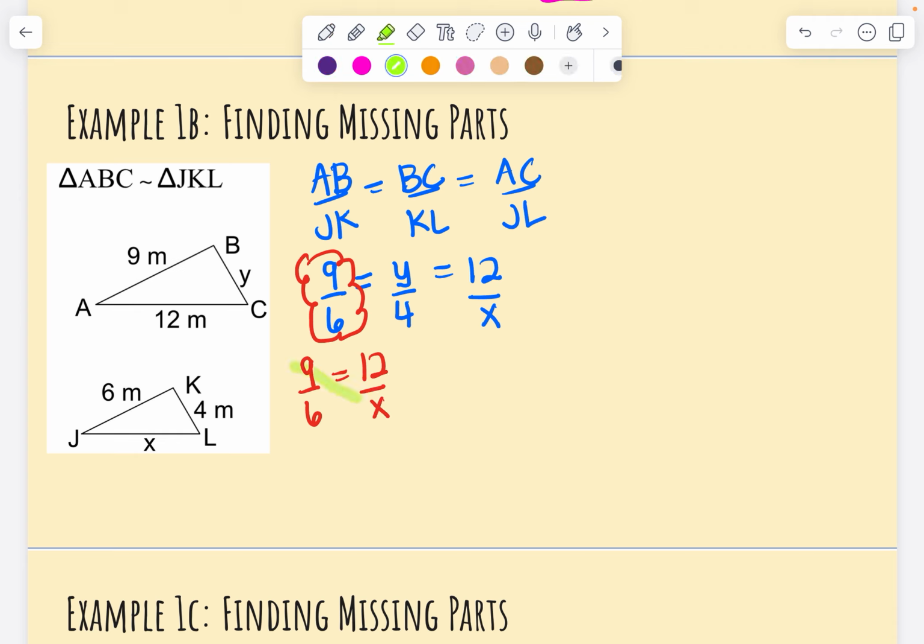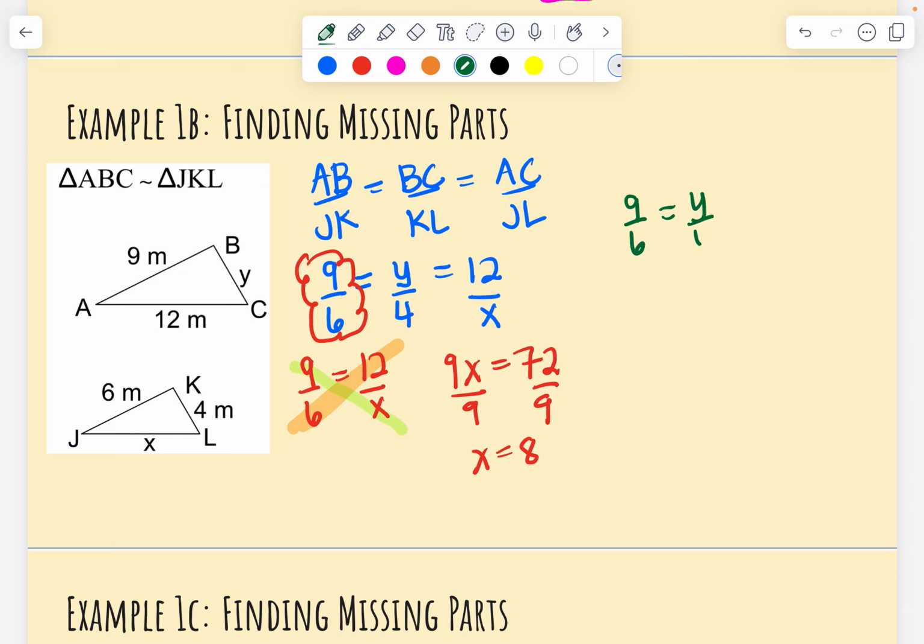Looking at my cross products here, 9 times X is 9X. And then 12 times 6 is 72. Dividing both sides by 9, we'll get X is 8. And then to solve for Y, 9 over 6 equals Y over 4. Looking at cross products here, 6 times Y is 6Y. 9 times 4 is 36. Dividing both sides by 6, we'll get Y is 6.